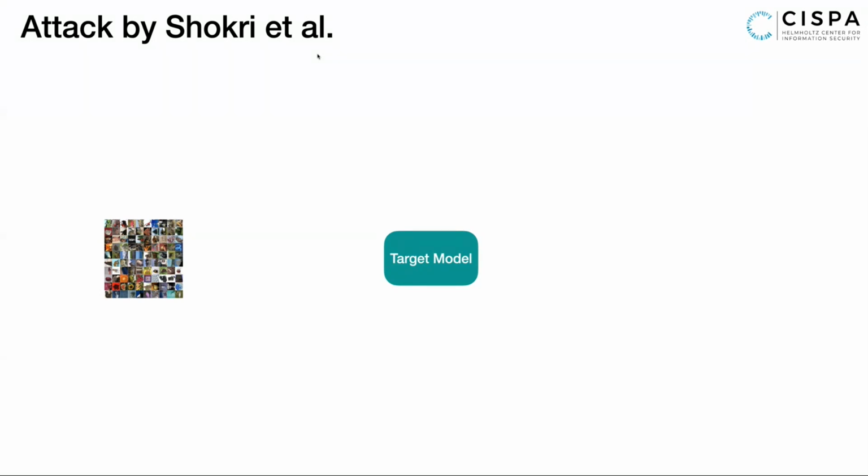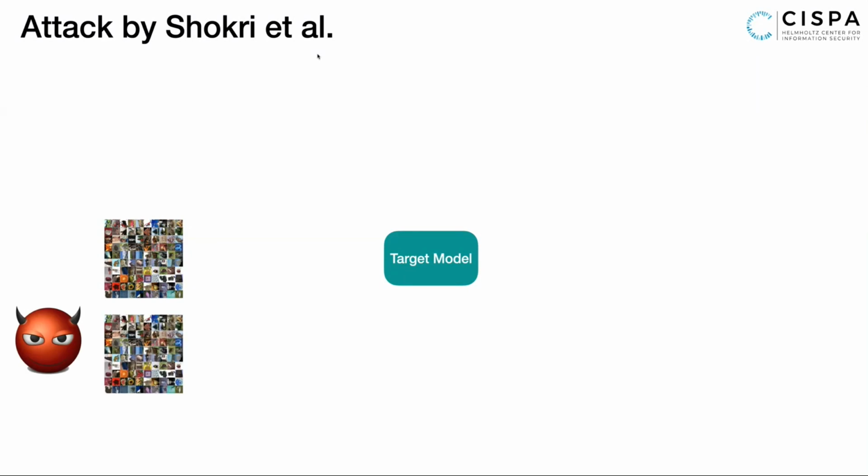I will give a general introduction to how their attack works. In general, you assume you have a target machine learning model that is trained on a certain data set. Then you assume you have an attacker who has a data set that comes from the same distribution as the target model's training data set.